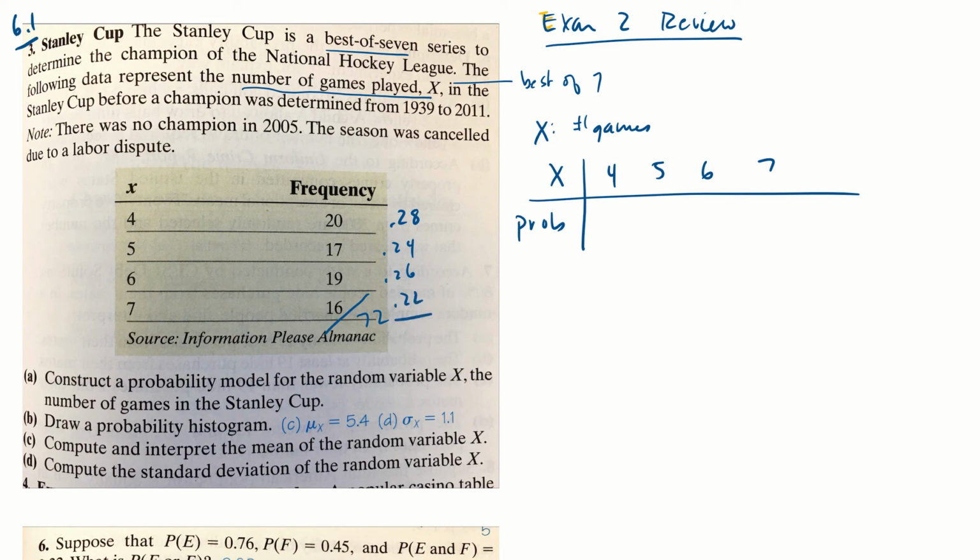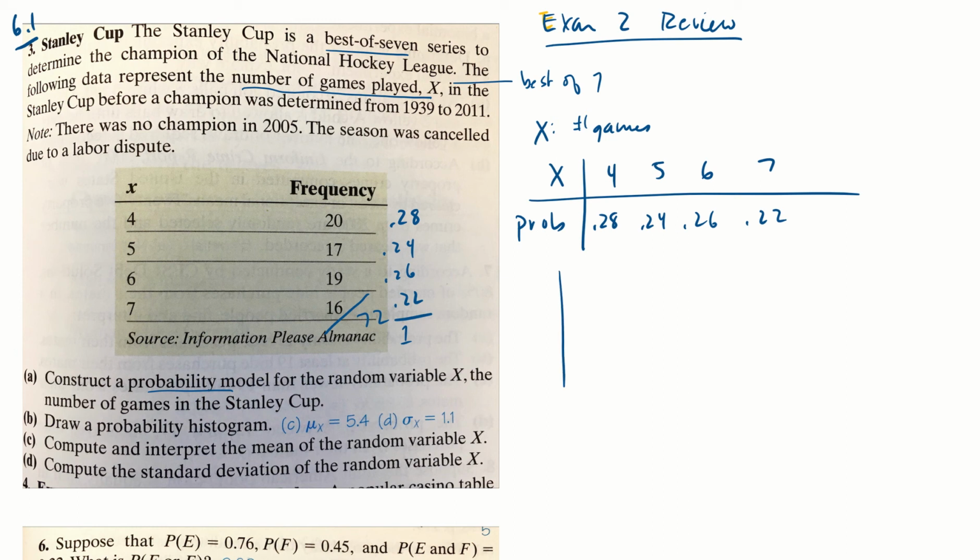And if we add those all up, sometimes this might not be 100 because I've rounded, and it could be like 99 or 101. And if that's the case, that's okay. But it looks like we got 100% right here. So this would be 0.28, 0.24, 0.26, 0.22. So that's my probability model.